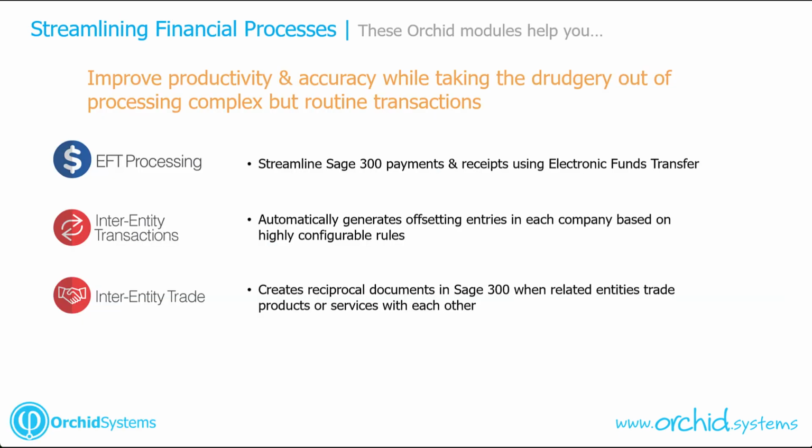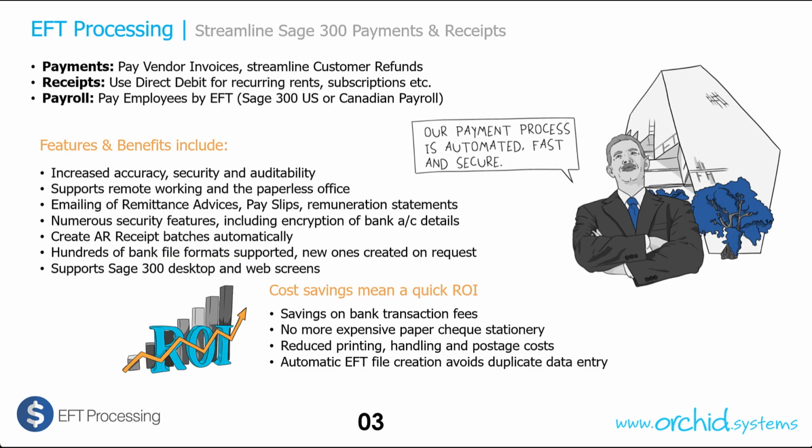And now we're moving on to our streamlining financial processes modules: EFT processing, inter-entity transactions, and inter-entity trade. EFT processing allows you to create EFT files for vendor payments and for customer refunds. You can also use EFT processing to create direct debit files for your AR invoices which have a recurring nature, like rents or subscriptions, and you can create payroll files for US and Canadian payroll.